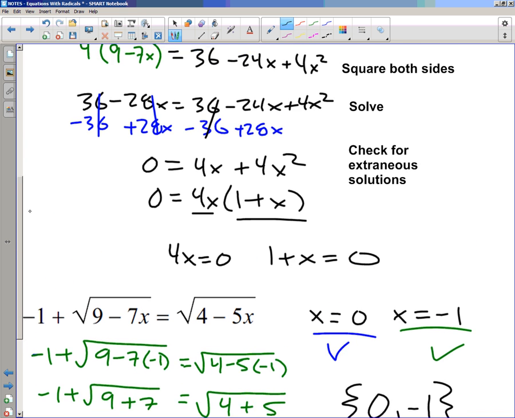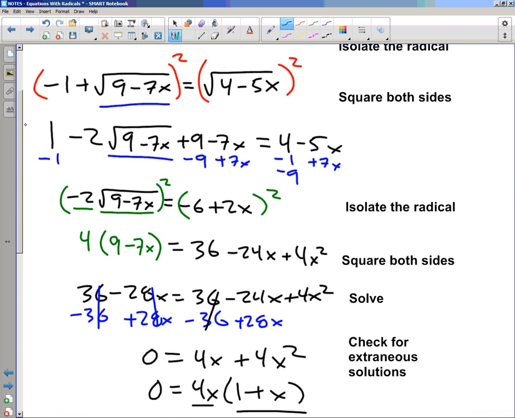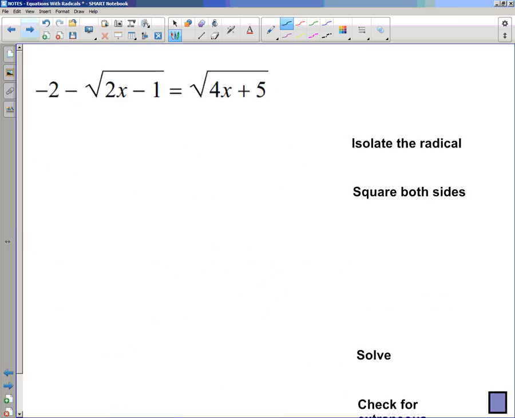Okay, one last example here. This one's also going to have two radicals in it, so this is going to be another doozy of a problem here. So again, we're going to start by isolating one of the radicals, but that is already done for us in the first step. So we're going straight on to squaring both sides.